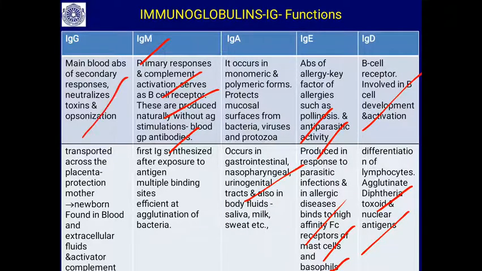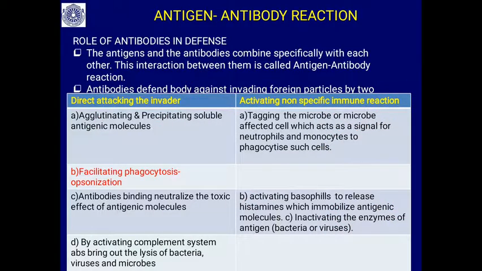We studied the functions of IgG in our last video. So what are the types of antigen antibody reaction? The role of antibodies in the defense mechanism: antigens and antibodies combine in a specific manner with each other, and this interaction between them is called antigen antibody reaction. So what exactly does this antigen antibody binding lead to in immune responses?